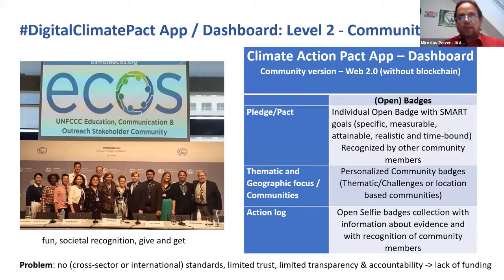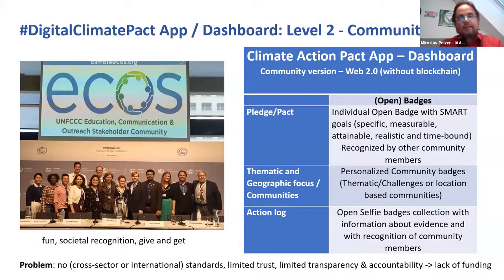The next level is to have then the community level, but based on relatively old digital technologies, Web 2.0. And here we have the possibility to create open badges where the individual specifies SMART goals: specific, measurable, attainable, realistic, and time-bound goals. And these goals and activities can then be recognized by communities which are organized around location, let's say a city community, or thematic communities. And this really functions in the community and in a setting where people know one another, they trust one another.